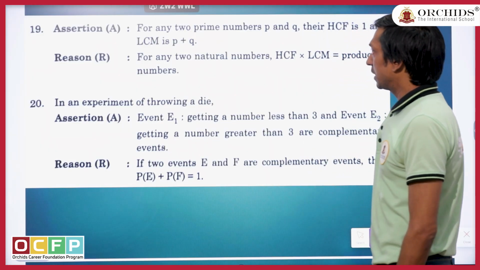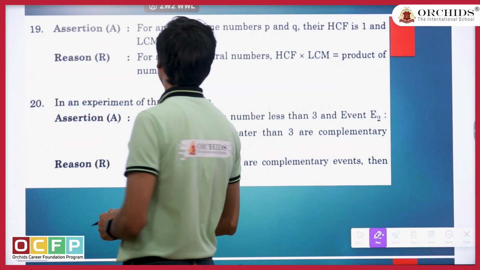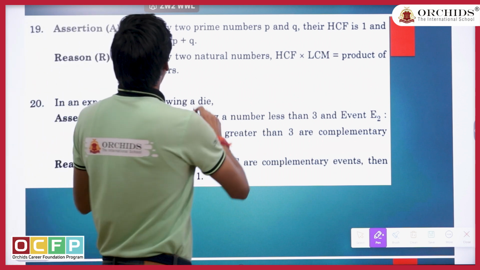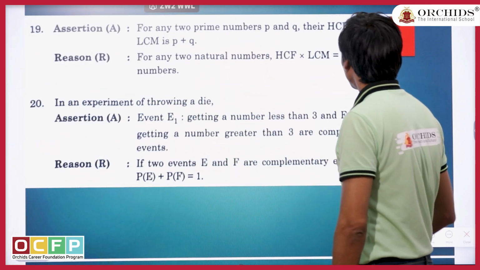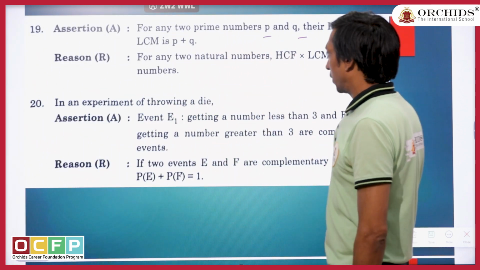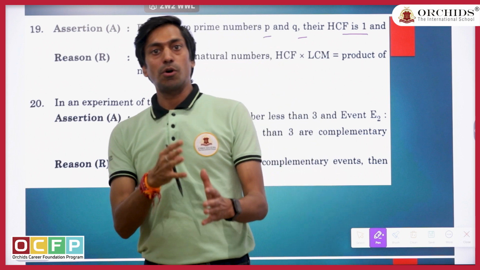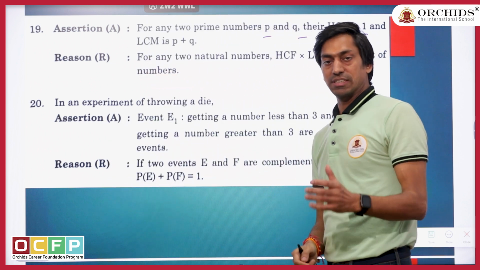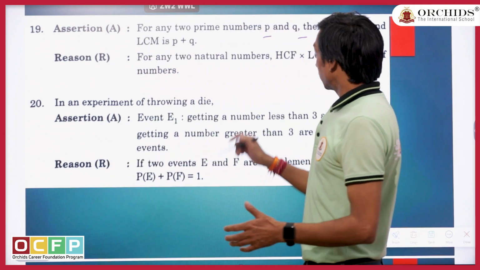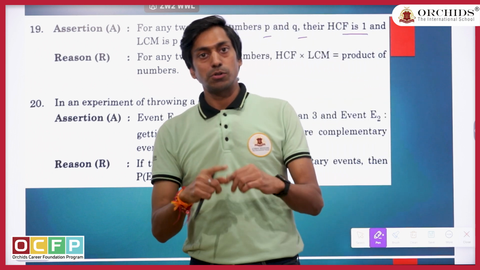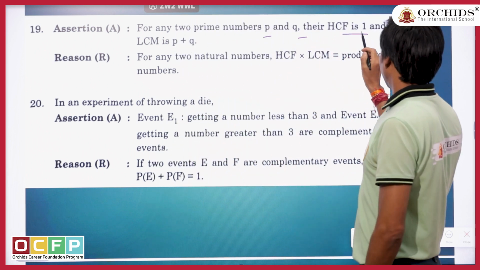So now the next question is an assertion reasoning question based upon real numbers. The first option is, for any two prime numbers P and Q, HCF is 1. We know that if two prime numbers are there, the only common factor they have, the highest common factor, is 1, and that is why if two numbers are prime, they are also co-prime. Co-prime means only 1 as their highest common factor.